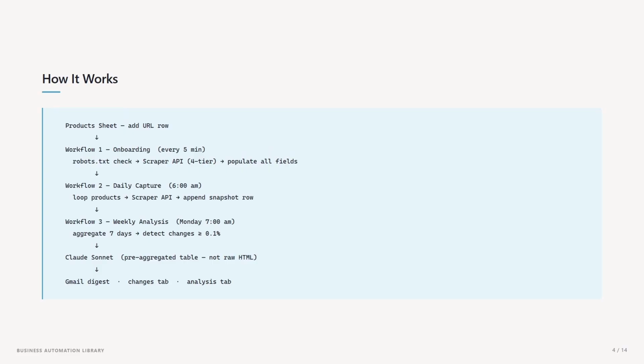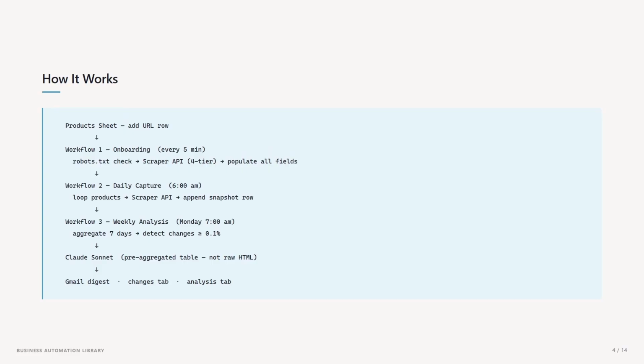Workflow 3 runs every morning at 7 a.m. It reads the last 7 days of snapshots, computes week over week delta, checks for any changes above the detection threshold, and if changes are found, it builds a prompt for Claude Sonnet, calls the API, and gets back a structured analysis, logs it to the analysis tab, and then sends the email digest via Gmail.